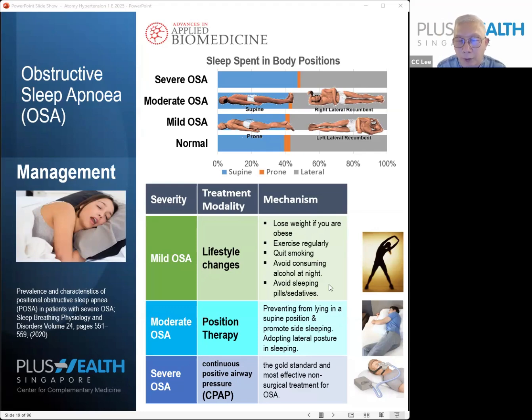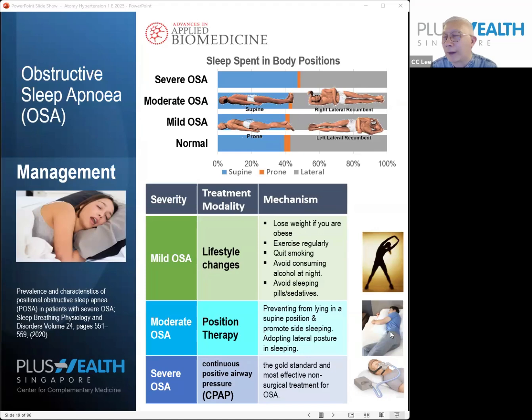But if you are suffering from moderate OSA, there is a treatment that very often proves to be more effective. We call it position therapy. That means in your sleeping position, you try to prevent lying in the supine position and promote side sleeping. So try to have something put on your back so that you can sleep on the side. This will allow your air passage not to be blocked. So for people who are snoring, this is a technique that you all can learn and try to practice.